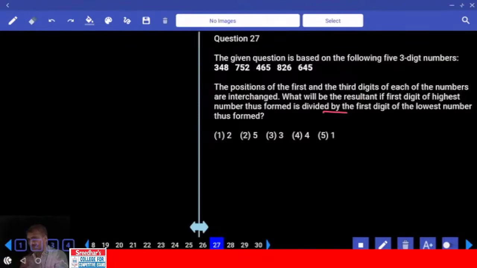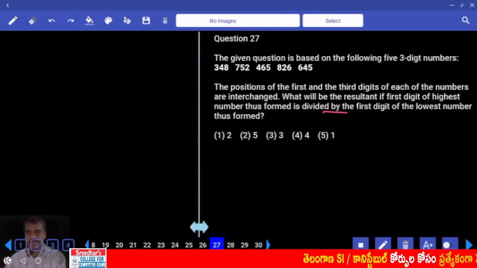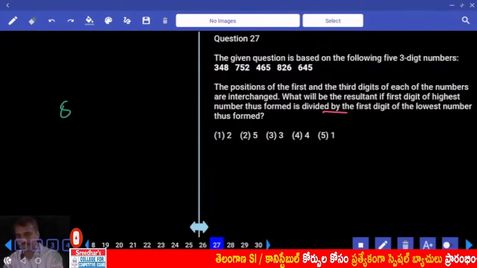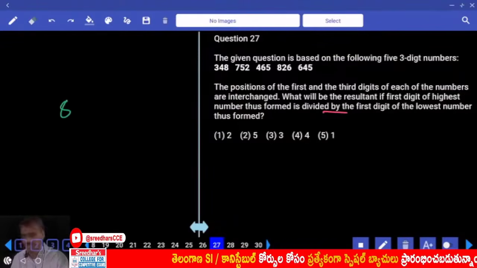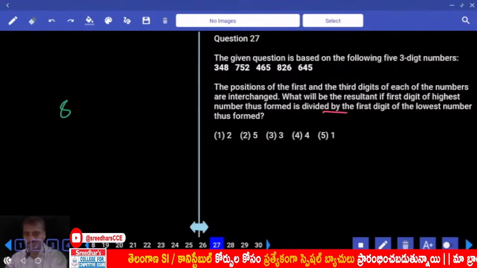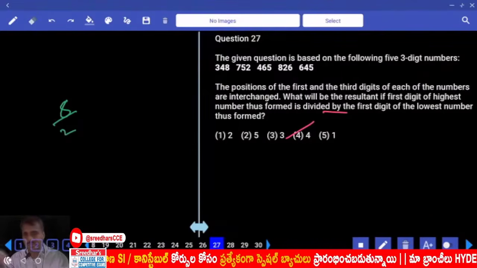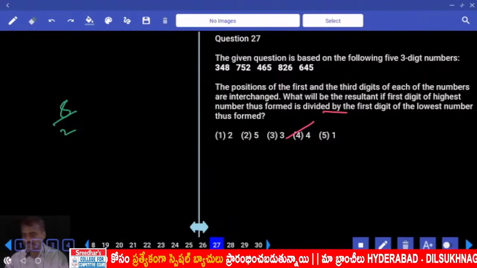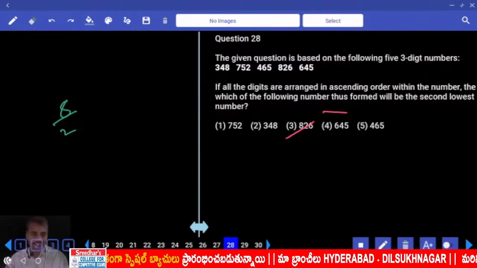Among the third digits, we need to find out the highest and the lowest. Clear? Now, among the third digits, what is the highest one? 8. And what is the lowest here? The lowest is 2. 8 divided by 2 is 4. 4, that is choice 4. So 27 is choice 4. Then 28.